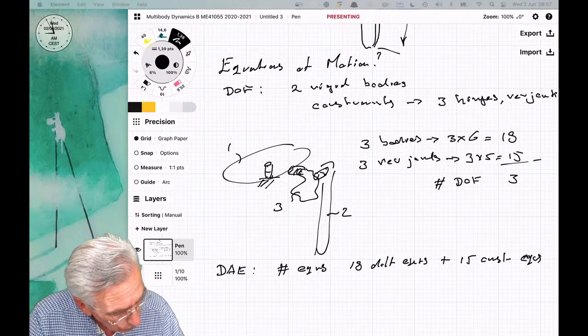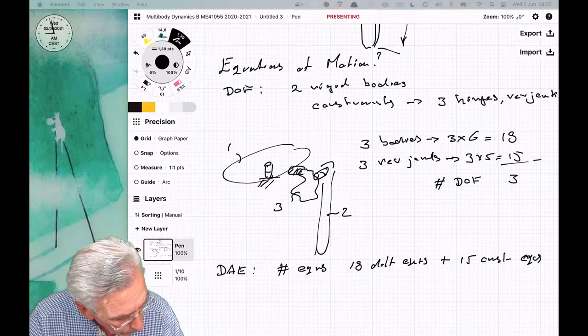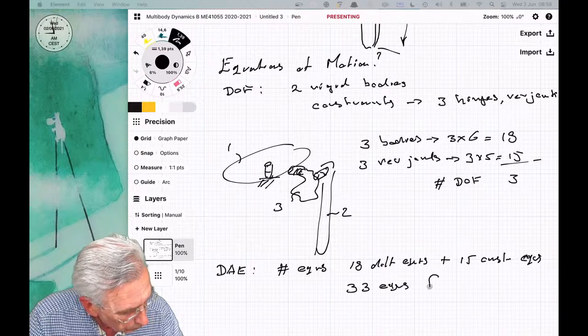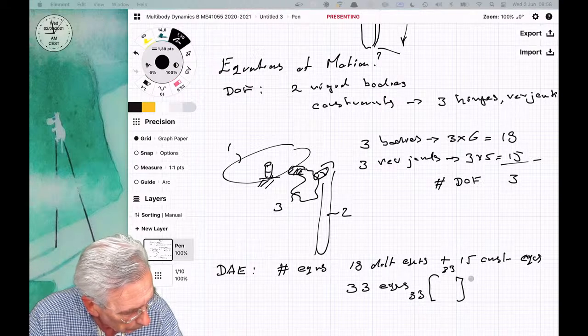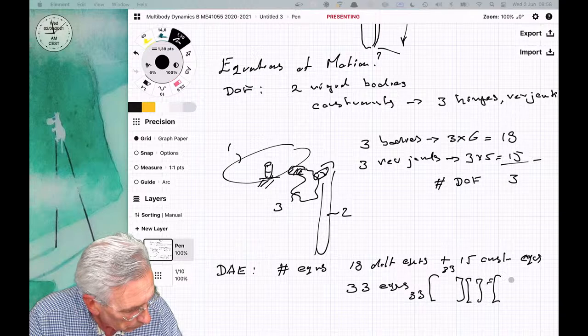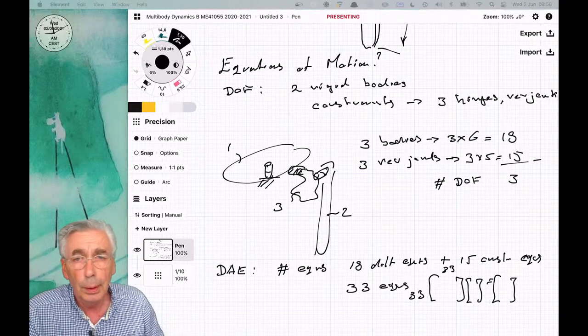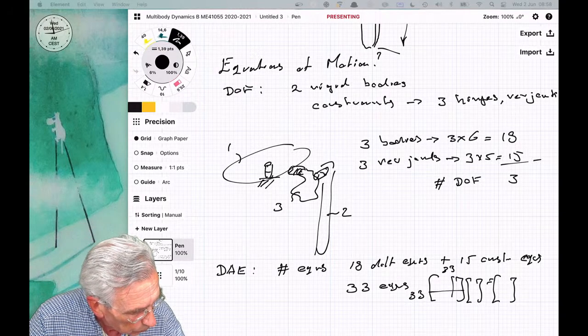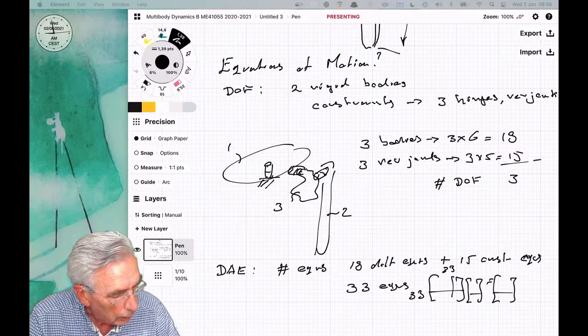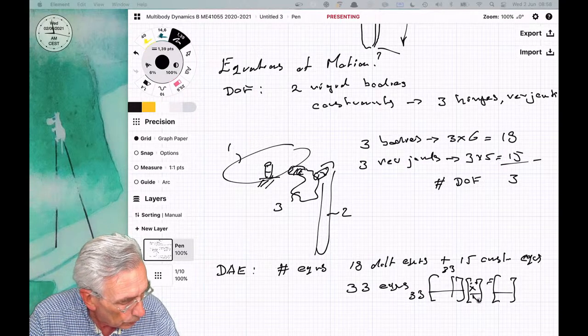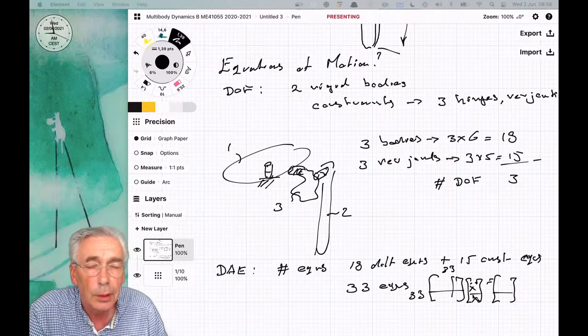33 equations. So the system is a 33 by 33. That's a big system, but doable, with the same famous structure, with the accelerations and Lagrange multipliers, and that's doable.